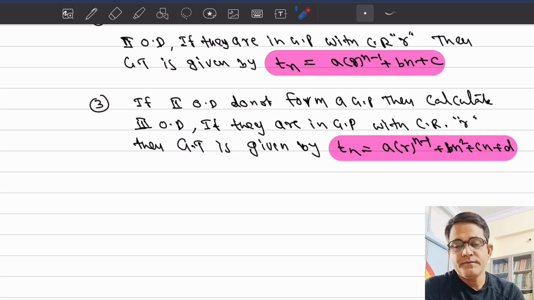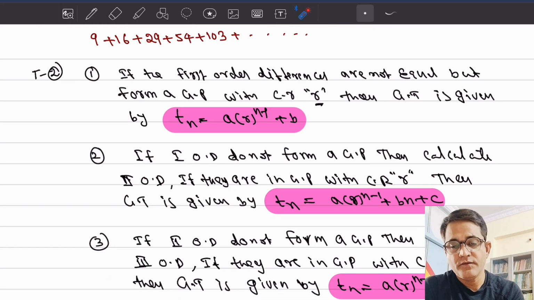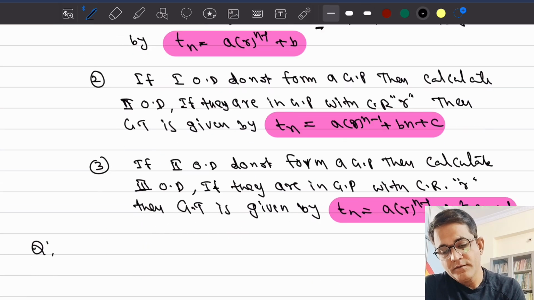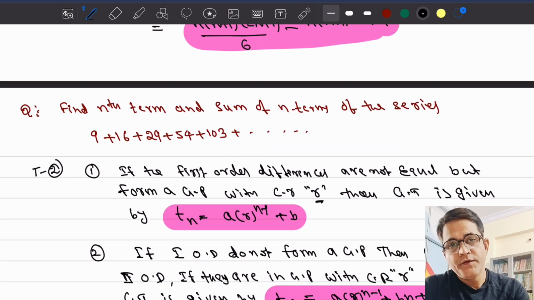Now come to this question. The question is: find the nth term and sum of n terms of the series 9 plus 16 plus 29. Therefore, write the question again. So the question is 9, 16, 29, 54, 103.